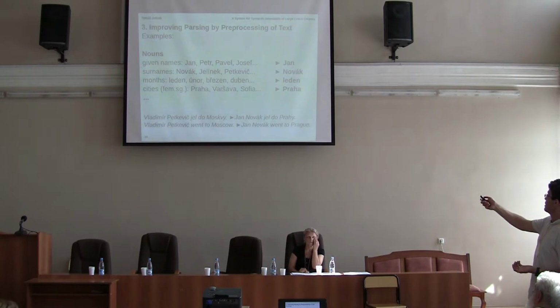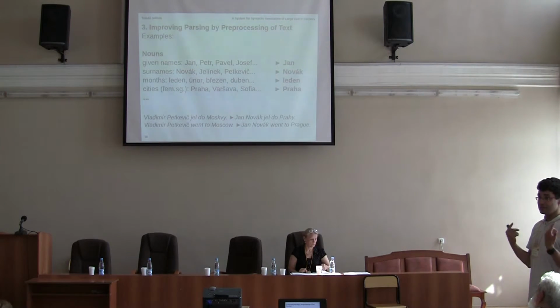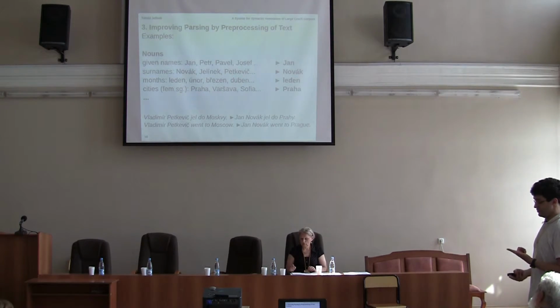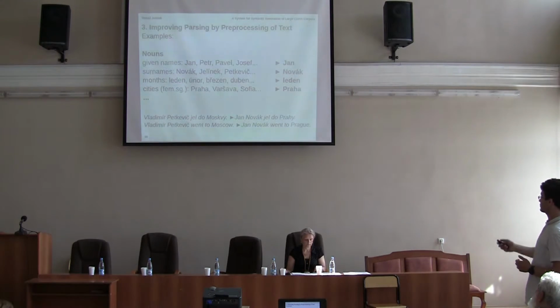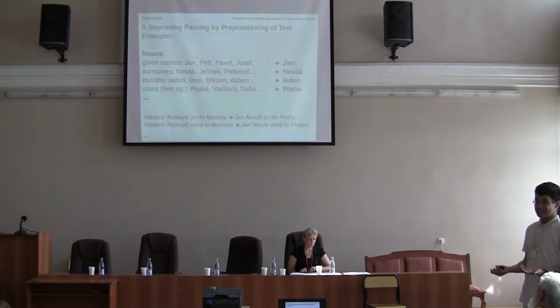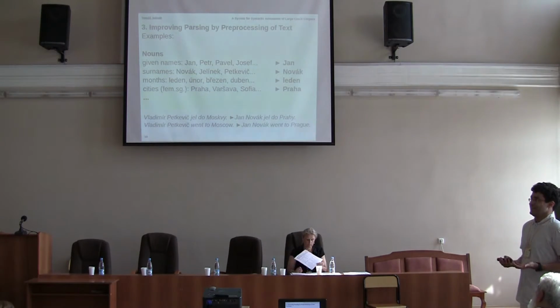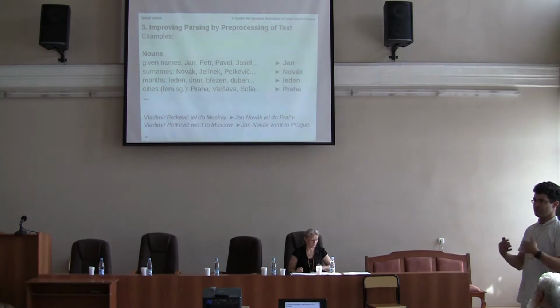And so on. We have Mom, same syntactic properties. It means same gender, same number, and so on. We can replace them just by one representative. So a sentence like Vladimír Petkovič jel do Moskvy, Vladimír Petkovič went to Moscow, will be changed to Jan Novák jel do Prague. The text is less interesting, does provide less information, but it is more simple for the parser.